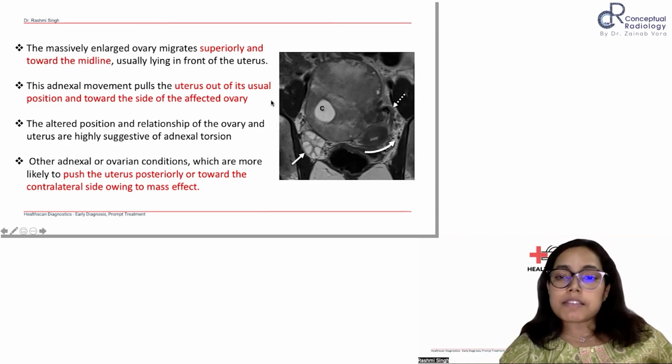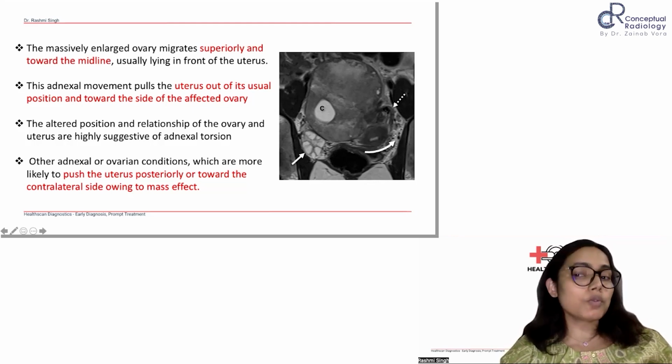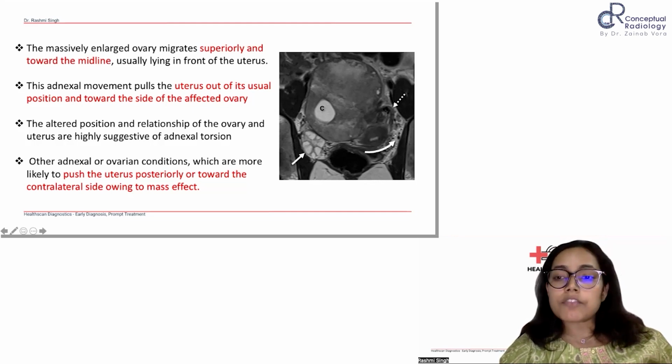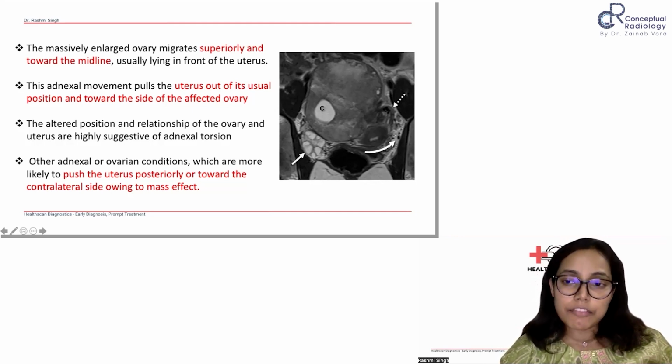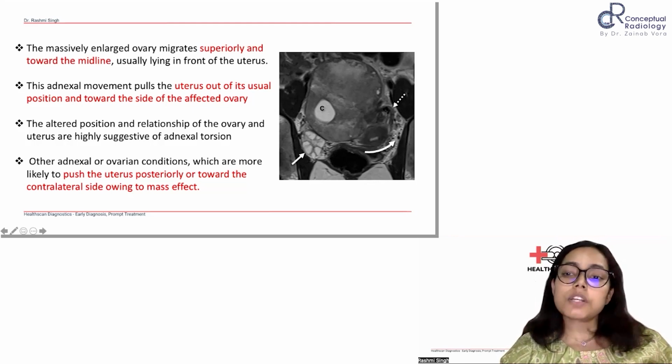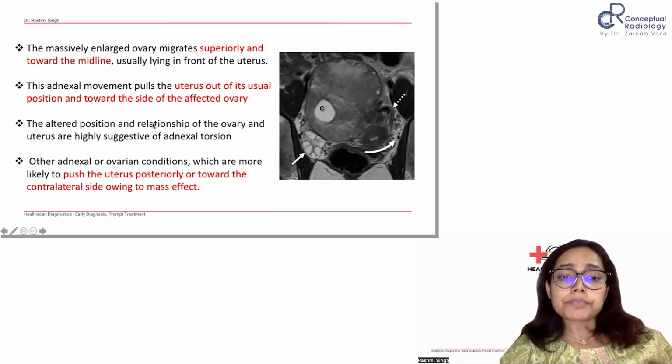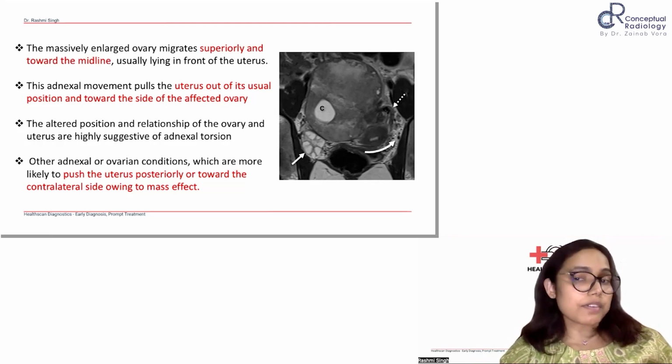Once the adnexa moves because of the torsion, it pulls the uterus. So the uterus, which we usually see in the midline, is now pushed towards the side of the affected ovary. Here, the left adnexa is being twisted, so the uterus is being pulled towards the left side. Whenever you see this kind of altered anatomy, you should have a suspicion of adnexal torsion.